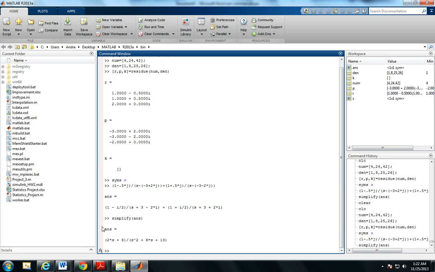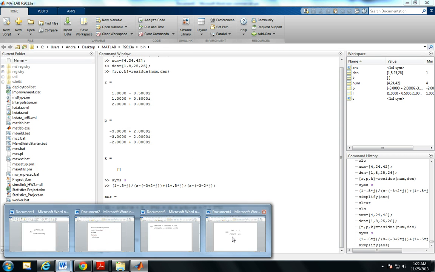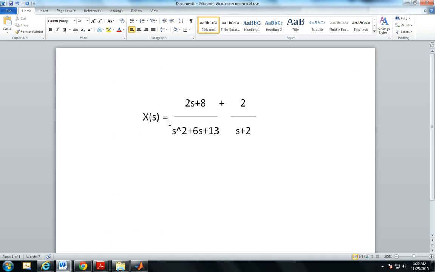Now putting all of this together, our partial fraction expansion becomes X(s) = (2s + 8)/(s^2 + 6s + 13) + 2/(s + 2). So there you have it, how to perform partial fractions expansions using MATLAB's residue command.